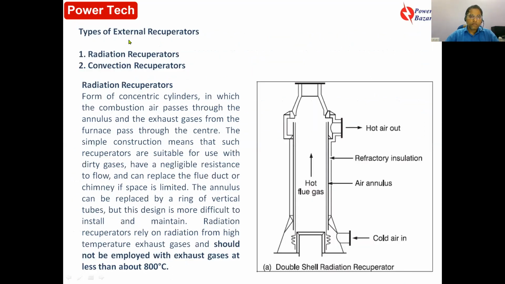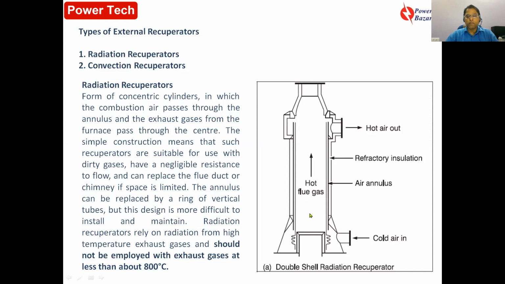Now, these are external recuperators. So there are two types of external recuperators. One is radiation recuperators, and another is convection recuperators. Particularly, what happens in radiation recuperators? These are basically concentric cylinders like this.